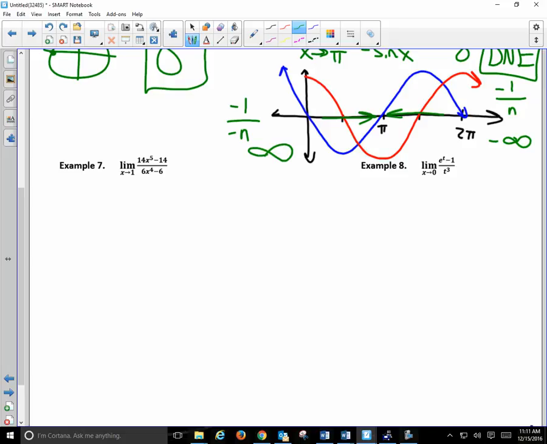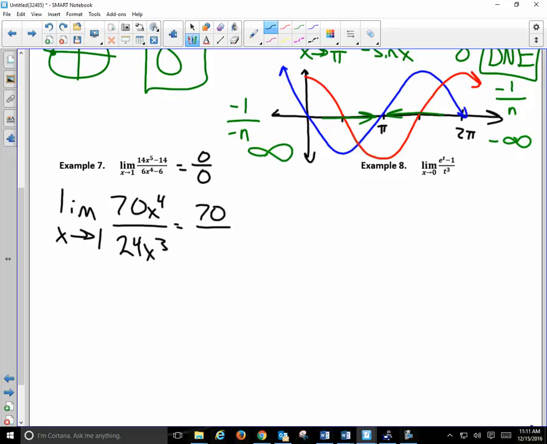Okay, number 7. I plug in 1. What do you get? 0 over 0. Uh-oh. L'Hopital to the rescue. Derivative of 14x to the 5th, divided by? Can you plug in 1 now? What do you get? 70 over 24, or 35 over 12.